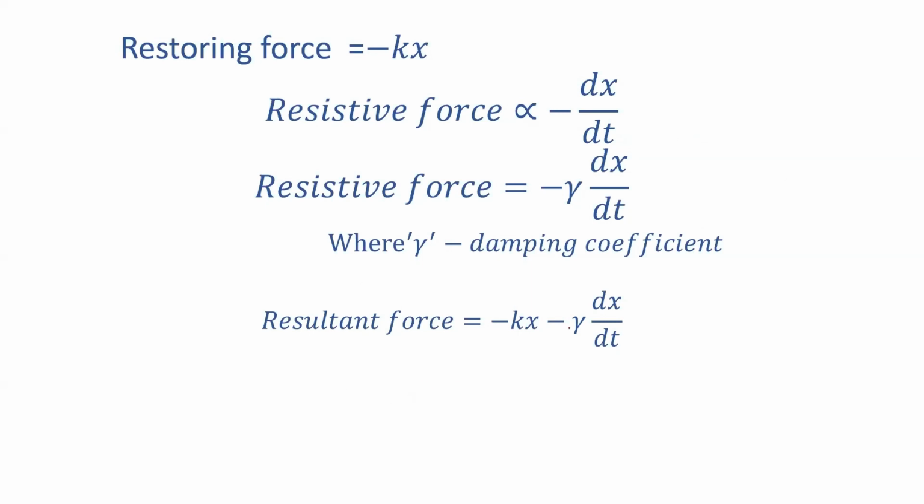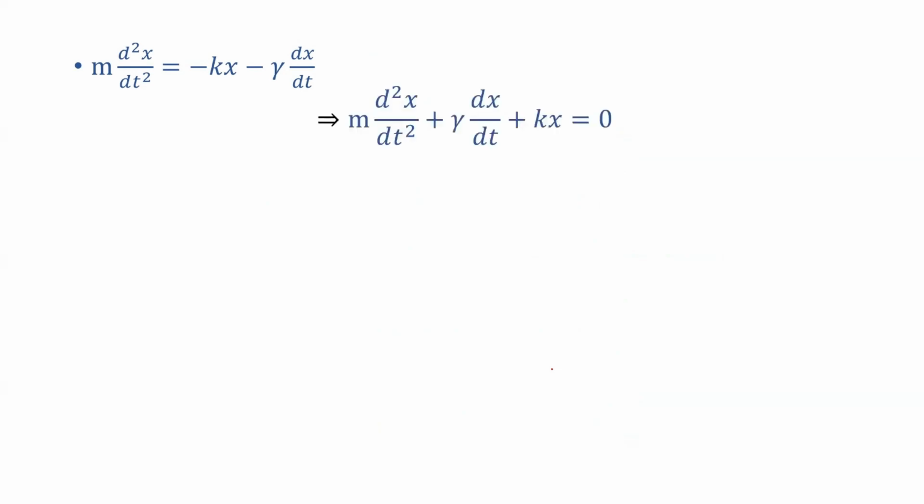Now, according to Newton's second law, F equal to ma. So a is nothing but acceleration, which can be written as d square x by dt square. So we can write F equal to ma, that equals m into d square x by dt square. Now we equate these two forces. Then m into d square x by dt square equals minus kx minus gamma into dx by dt. So now I will take these negative terms to the left hand side and divide throughout by m. Then the equation becomes d square x by dt square plus gamma by m into dx by dt plus k by m into x equal to 0.